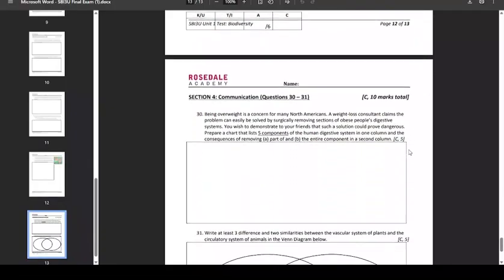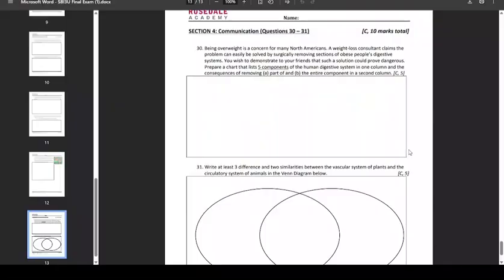Now let's move on to communication questions. Being overweight is a huge concern for many North Americans. The weight loss consultant claims that the problem can be easily solved by surgically removing a section of obese people's digestive systems. You wish to demonstrate to your friends that such a solution could prove dangerous. Prepare a chart and list 5 components of the human digestive system in one column and the consequences of removing a part and the entire component in the second column.